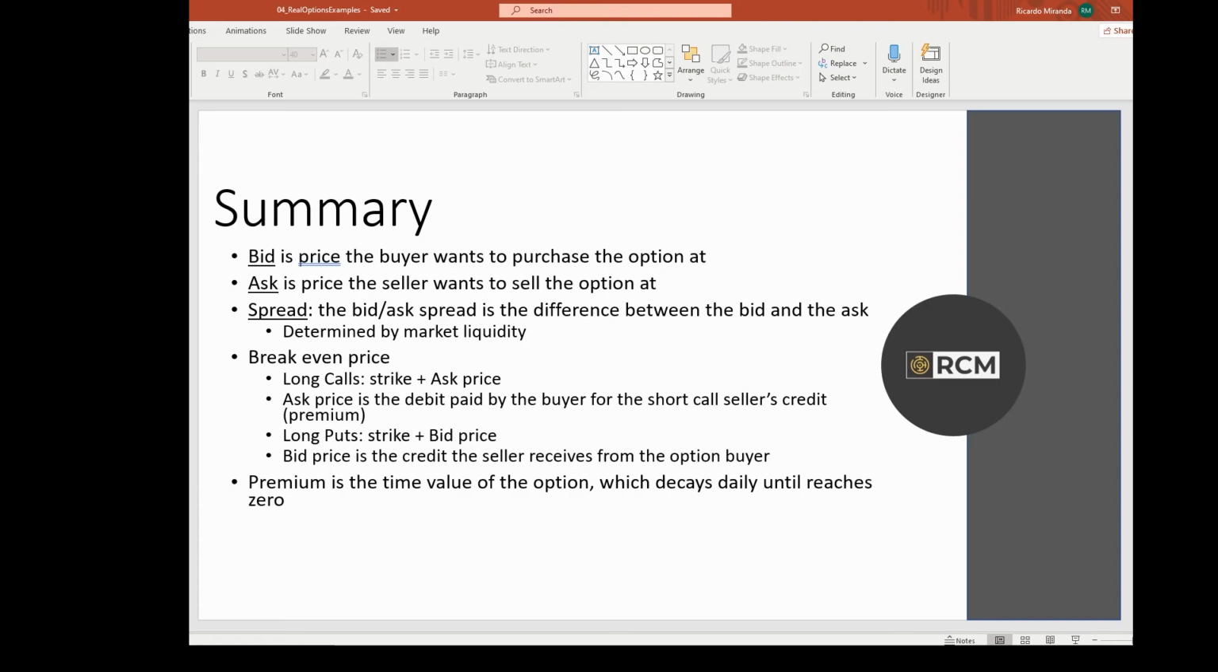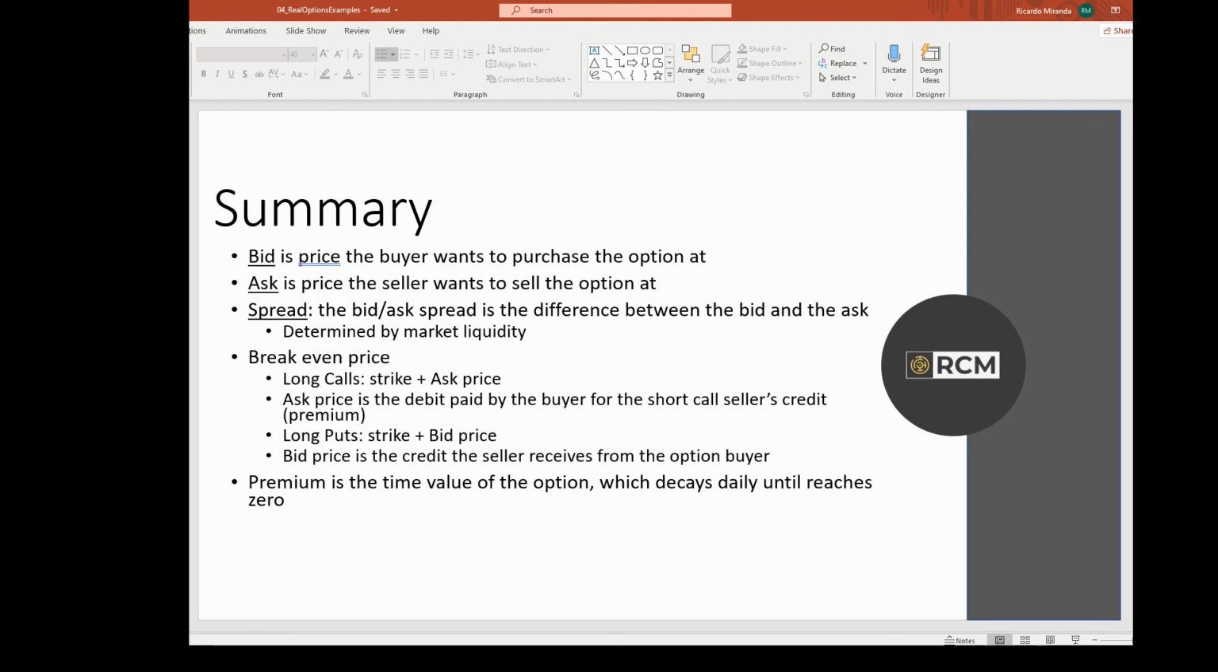So in summary, the bid is the price the buyer wants to buy the option at. Ask is the price the option seller wants to sell the option for. Bid-ask spread is the difference between the bid and the ask. This is determined by market liquidity. Mid-price is the average of the bid and the ask. For long calls, the break-even price is the strike price plus the ask price. The ask price is the debit paid to buy the option. For long puts, the break-even price is the strike price plus the bid price. The bid price is the credit received when selling the long put option.